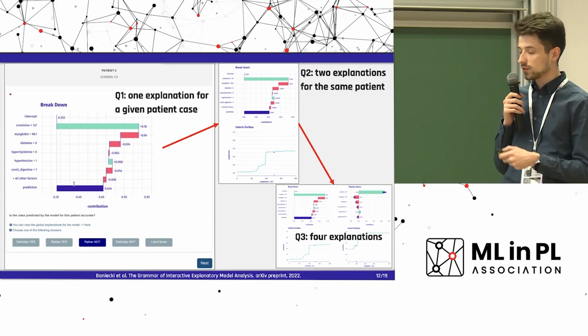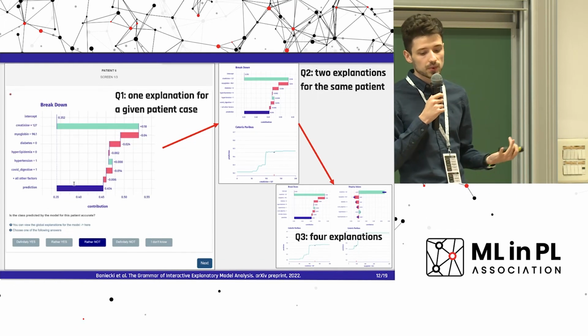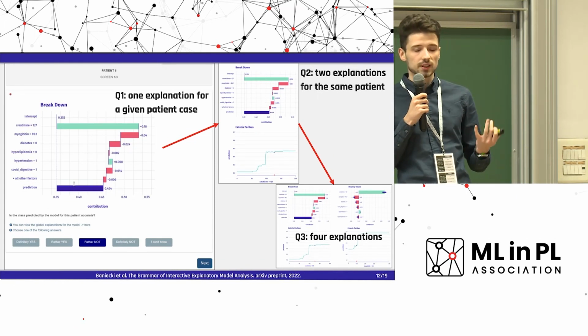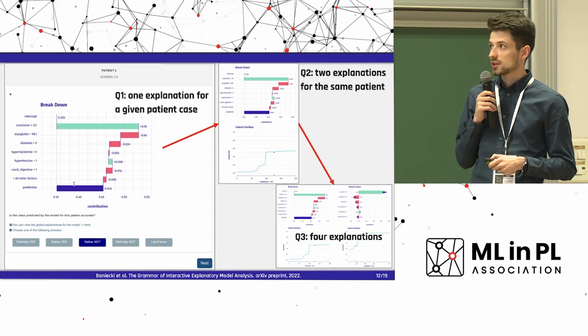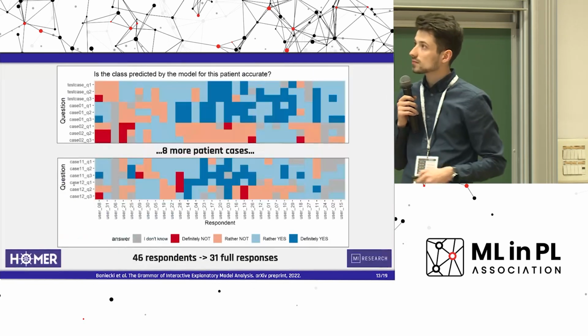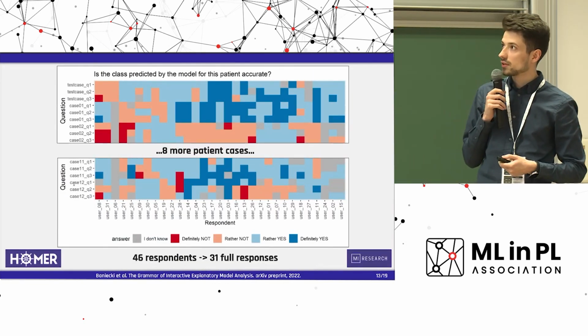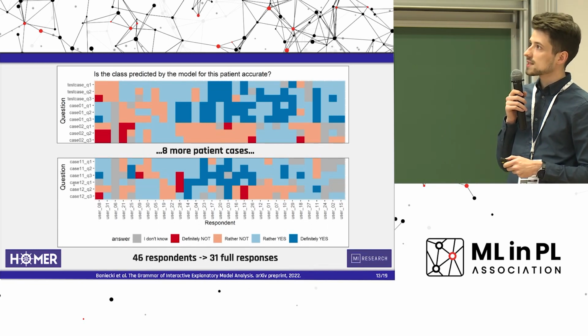This would be done for 12 patient cases. So there would be 12 patients in the hospital. The user would know that about 6 of them are accurate and 6 are wrong. And now the question is to see if he can find out which one is which. The result would look something like this. Here in the rows we have patient cases. There was one test case, but here is case 1, question 1, case 2, question 2, and case 3, question 3.